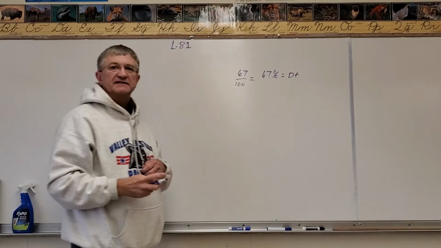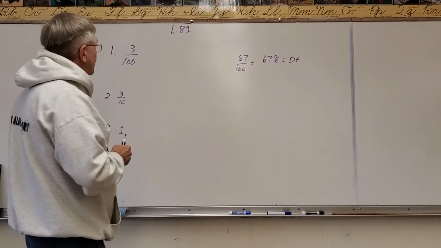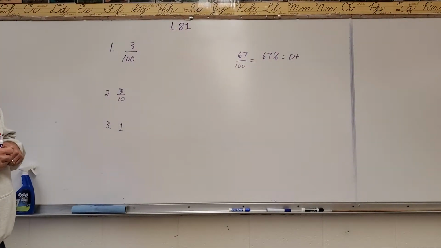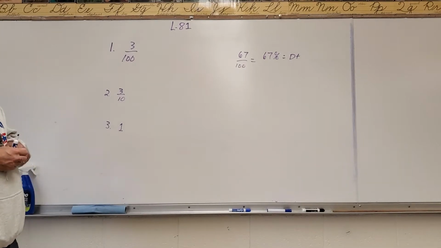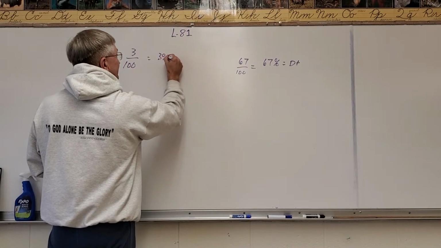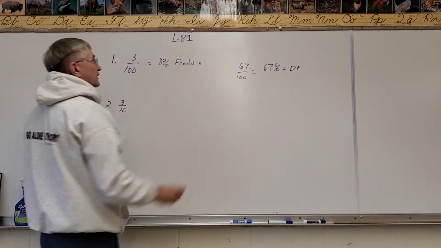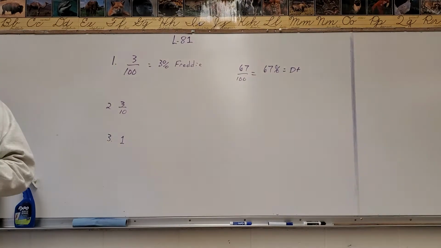You would say, can I retake the test? I know how that works. So this is very obvious. If I say what is 3 out of 100, if you only got 3 out of 100 right, that's really bad, and that's going to equal 3%, which is a Frederico, or we can call it Freddie, whatever you want to call it.